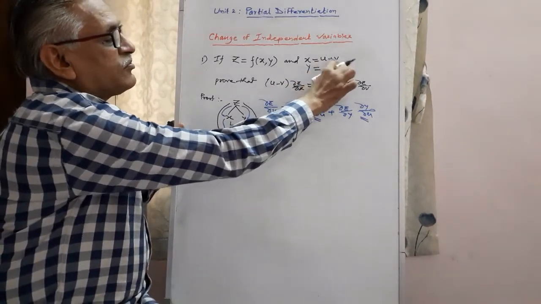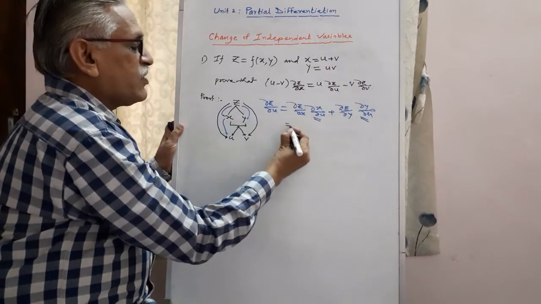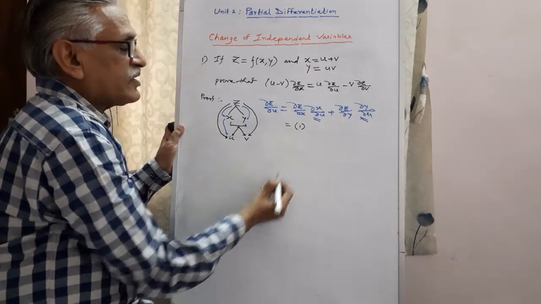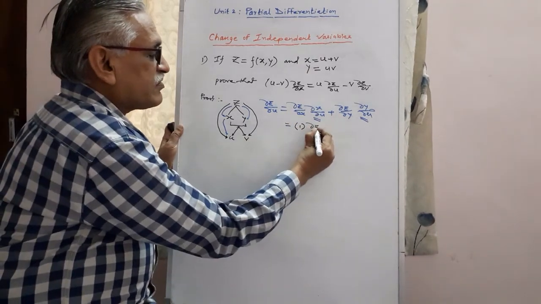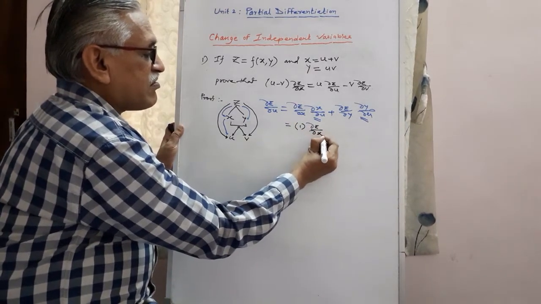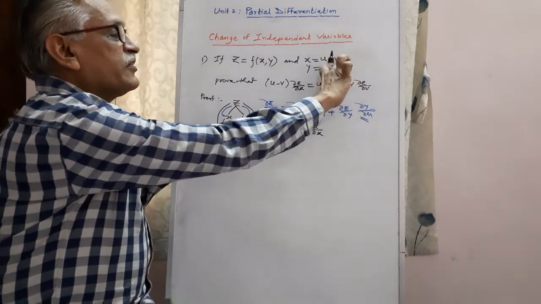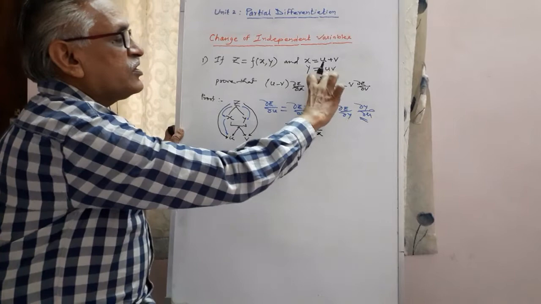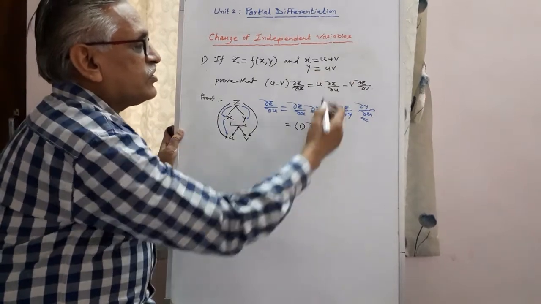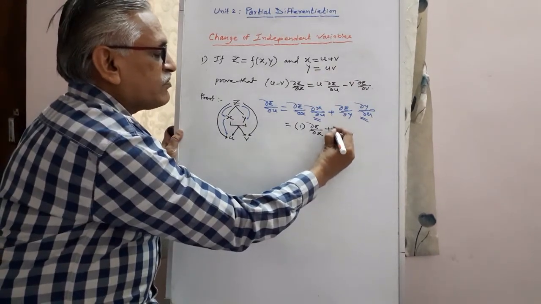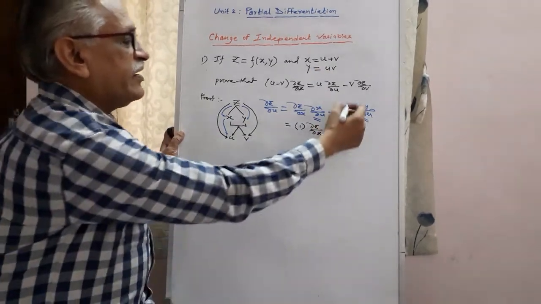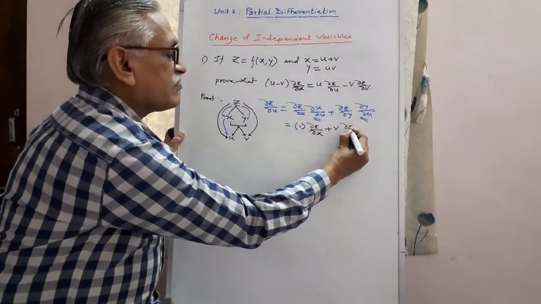Therefore, derivative of these terms with respect to u, keeping v constant: derivative of u with respect to u is 1, and ∂z/∂x as it is. Then its derivative is 0 as it is a constant term. Differentiate y with respect to u. Its derivative with respect to u: v is a constant term outside, derivative of u is 1, means it is v, into ∂z/∂y as it is.